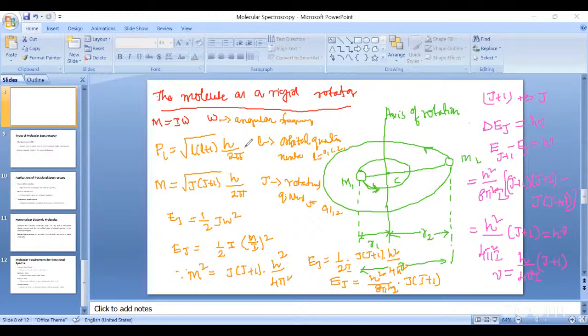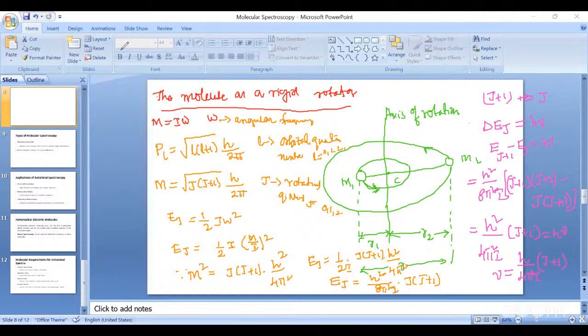Similarly, for a diatomic molecule, the angular momentum can be written as m equals root over j into j plus 1 into h by 2 pi. Here j is the rotational quantum number, and again it can take the values 0, 1, 2, and so on. According to the classical theory of energy of rotation, Ej is equal to half I omega square.